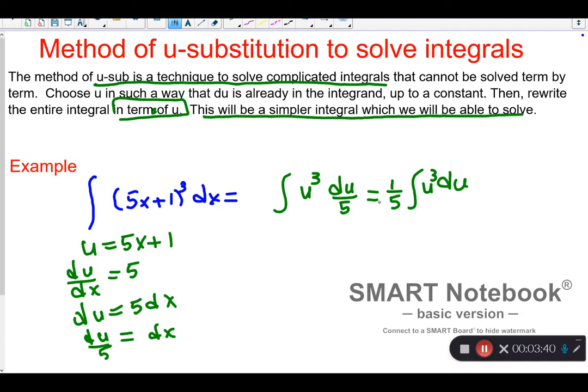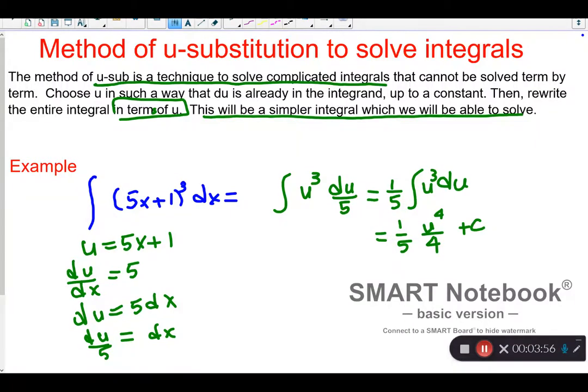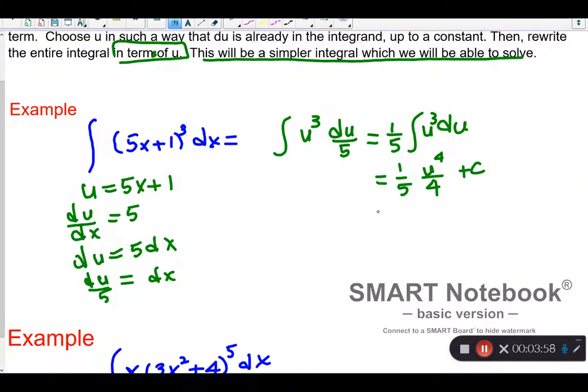So now that we have a simple integral to deal with, let's go ahead and take the antiderivative. The integral of u to the third is u to the 4 over 4 plus c, and these two things up front are going to get multiplied. So we're going to have 1 over 20 times u to the 4 plus c. And let us not forget to put the u back in place. u was 5x plus 1. The original question had only x's in it. Our final answer has to have only x's in it.